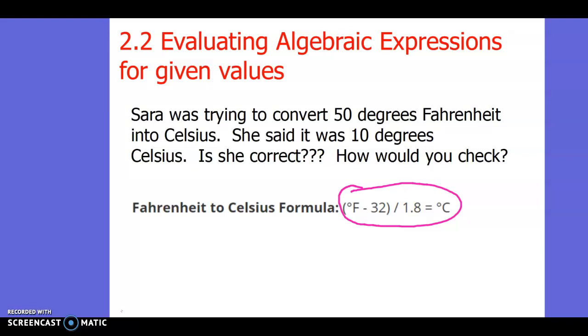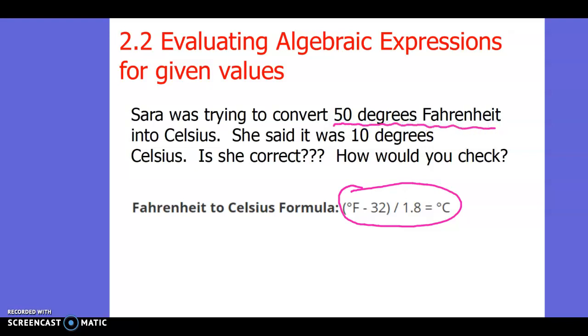Well, below what I just read, you can see there's a formula for converting Fahrenheit to Celsius. It says you take the degrees Fahrenheit minus 32, and that's all in parentheses, and you divide it by 1.8. So if we follow order of operations, we would do what is inside parentheses, and then divide the answer by 1.8. So let's get started.